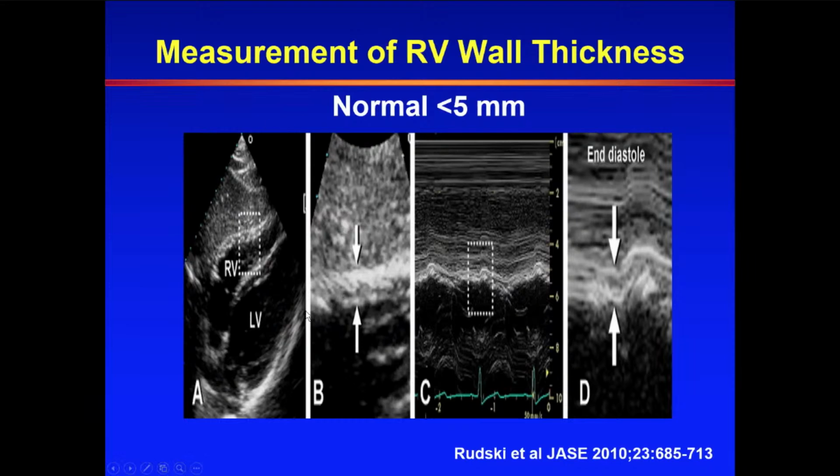Some comments about the RV wall thickness measurements. You do not want to include trabeculations, papillary muscle. You do not want to include epicardial fat either. Otherwise, there will be overestimation of the wall thickness. Sometimes there are challenges because of oblique views in the accuracy of this measurement, and sometimes when there is thickening of the visceral pericardium, RV free wall thickness measurement may not be accurate.